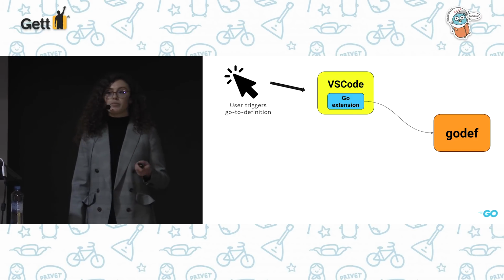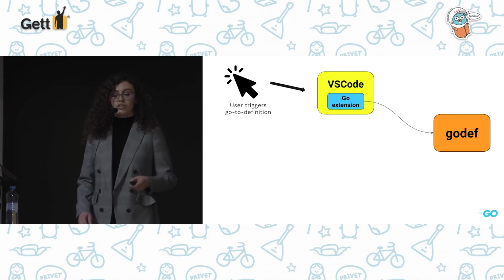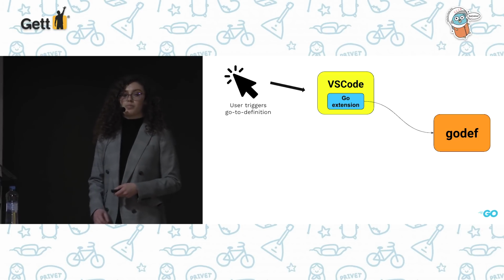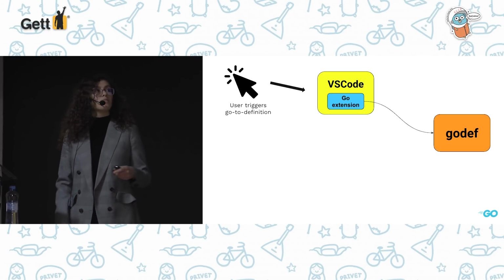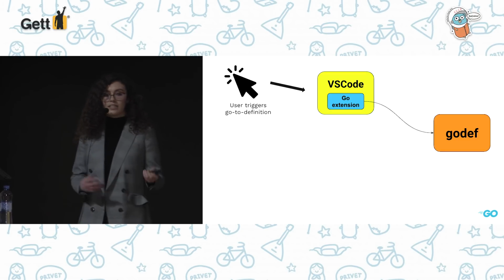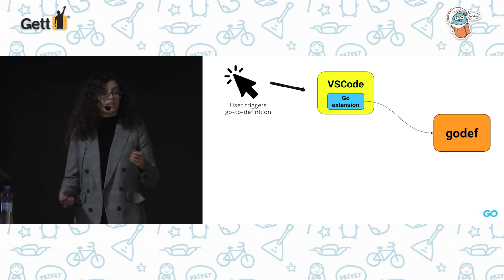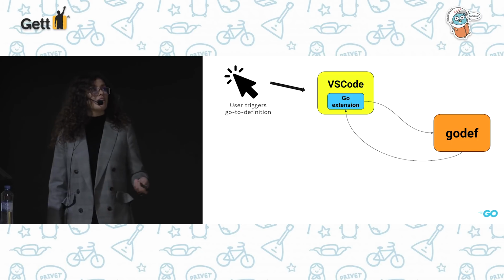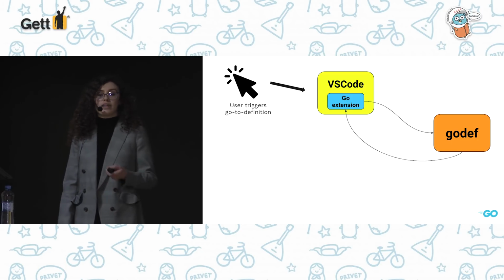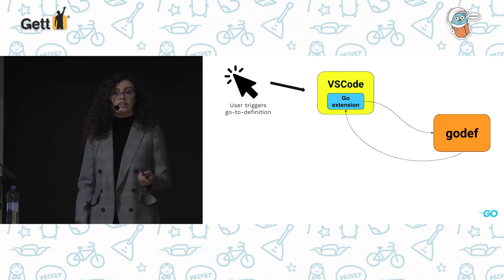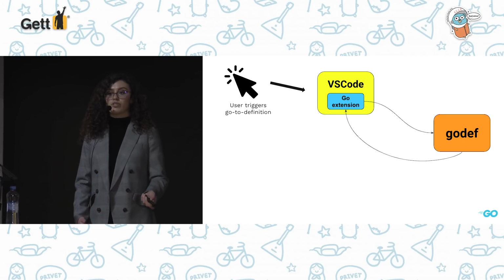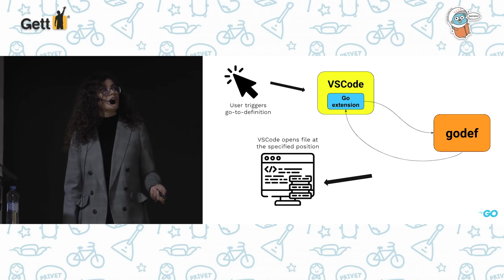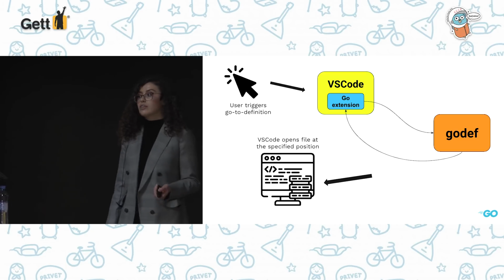So godef is a command line tool. You could call it on the command line just by writing godef x. It has its own input format and command line interface, and then it outputs a result that is propagated back to VS Code, and VS Code can understand that result. And then VS Code opens your file at the correct position.